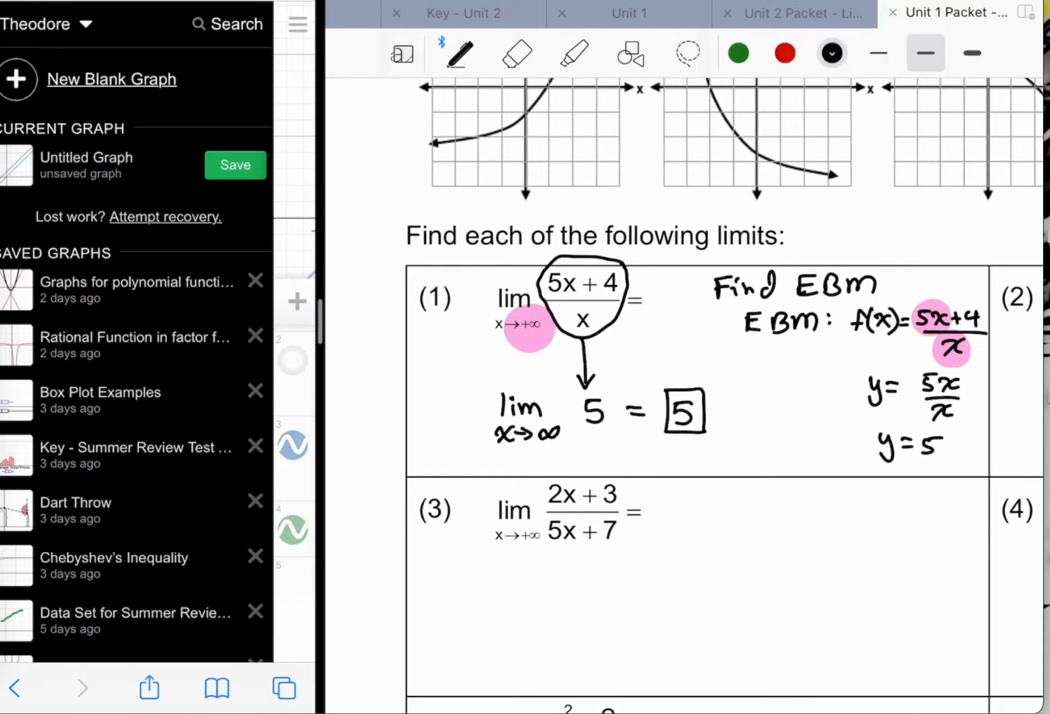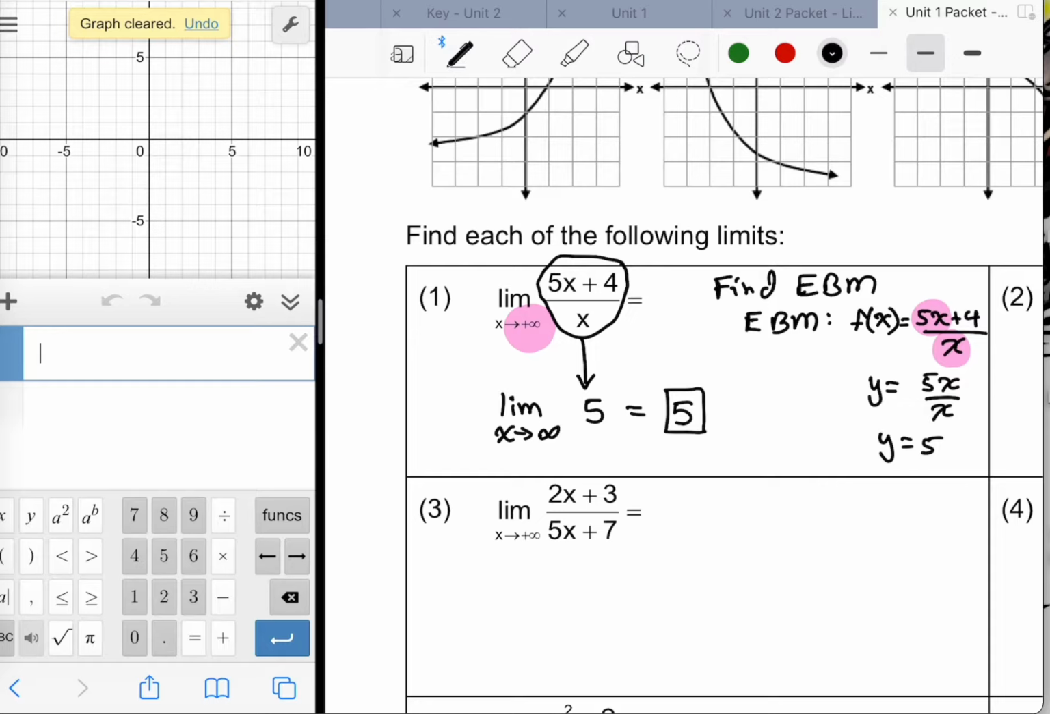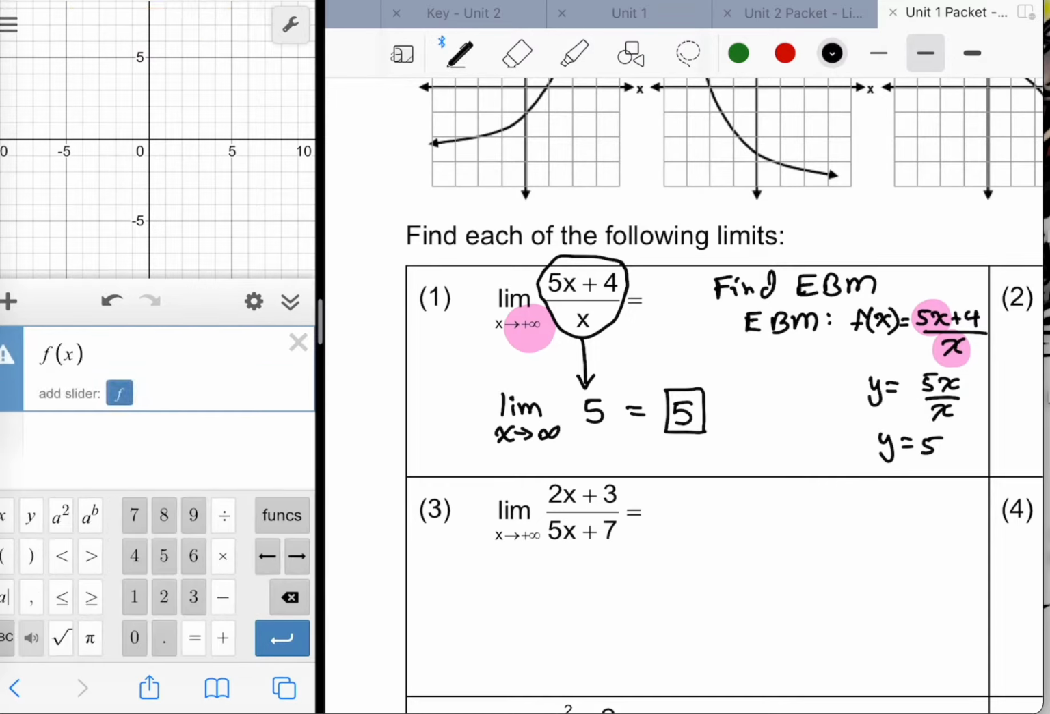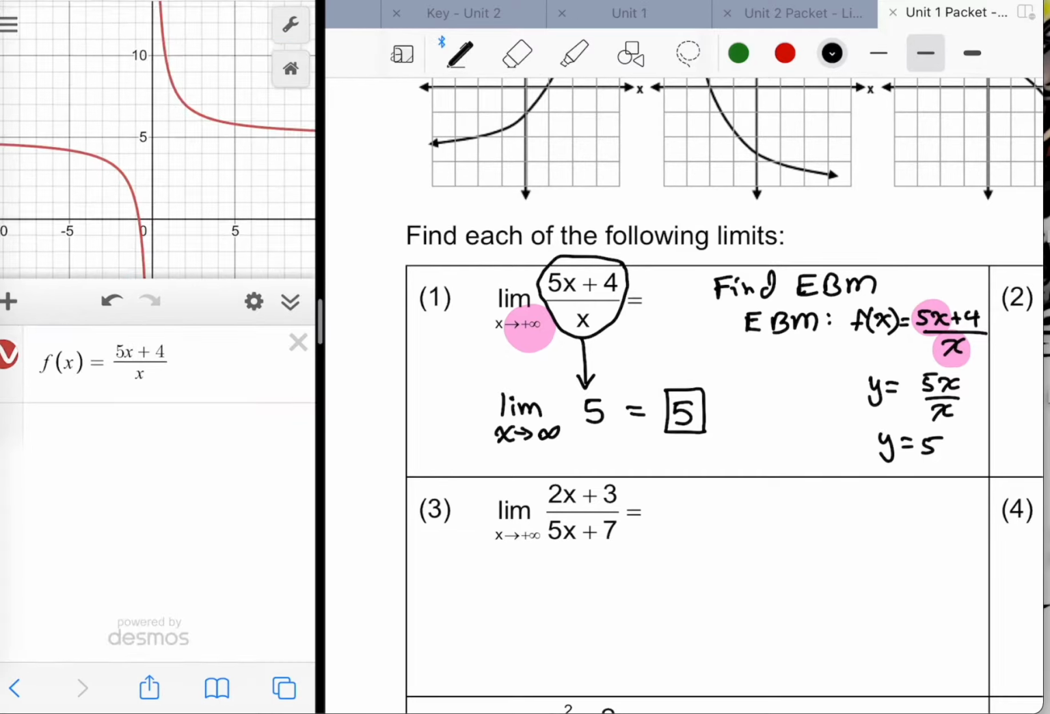So let me just show you graphically real quick. So we have f of x is equal to, same deal, 5x plus 4 over x. Now you might recognize that there's a horizontal asymptote here. You might even recognize that it's at y equals 5.